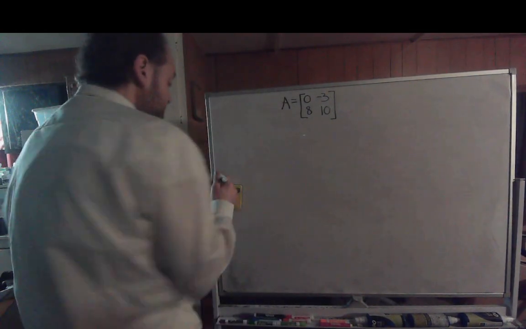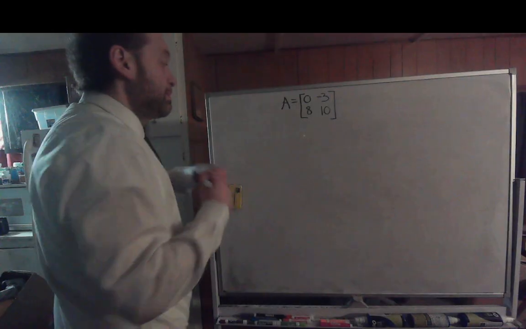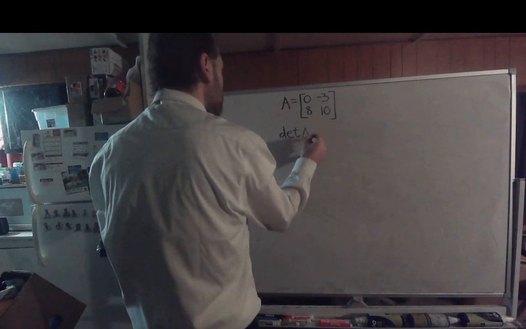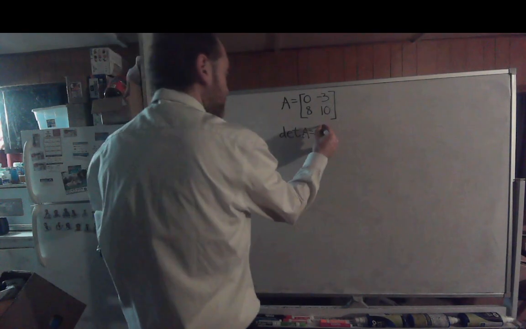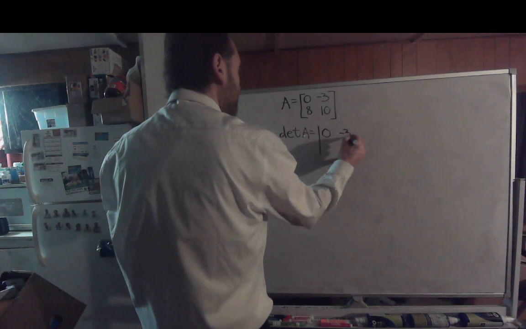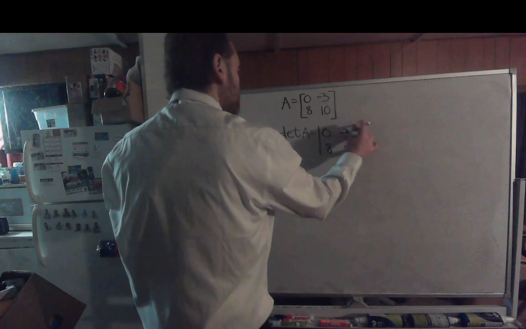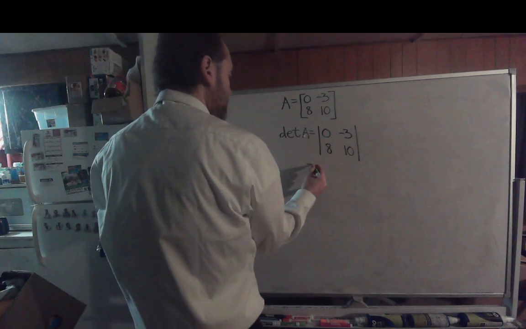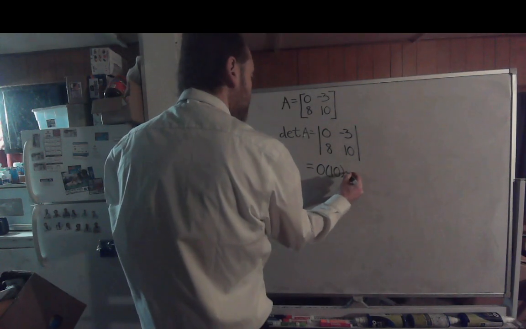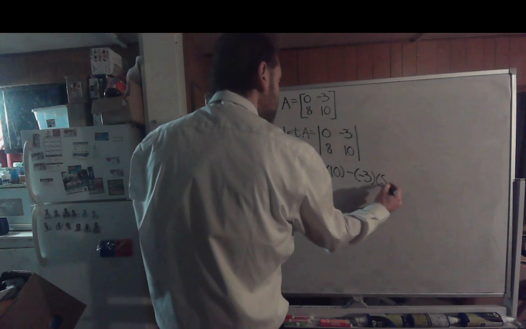Alright, so matrix A has entries 0, negative 3, 8, and 10. So let's take the determinant of this matrix, which we'll just take everything, put it inside of a big absolute value looking sign. Whoops. Alright, so now take that 0 times 10 minus that negative 3 times 8.